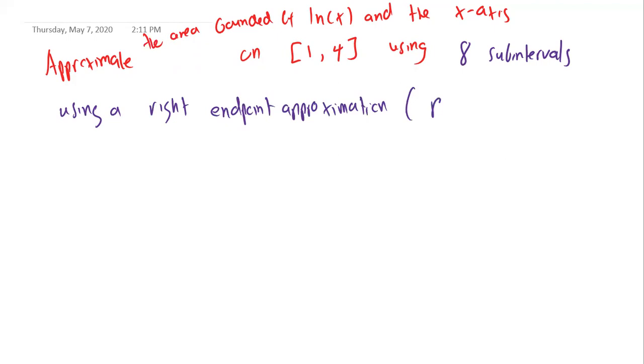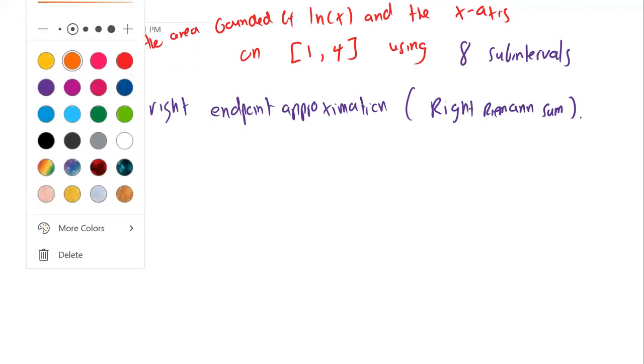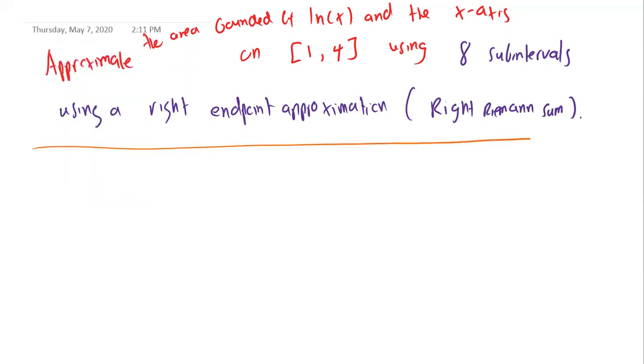This is the same as a right Riemann sum. So how do you do it? Well, it always starts with finding change in x. Remember, change in x is the length of each subinterval, and it's always the same formula. You subtract the endpoints of your interval and divide by the number of subintervals.